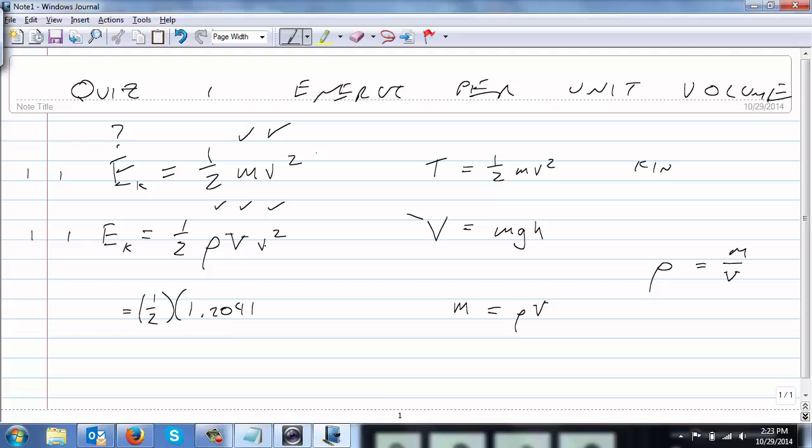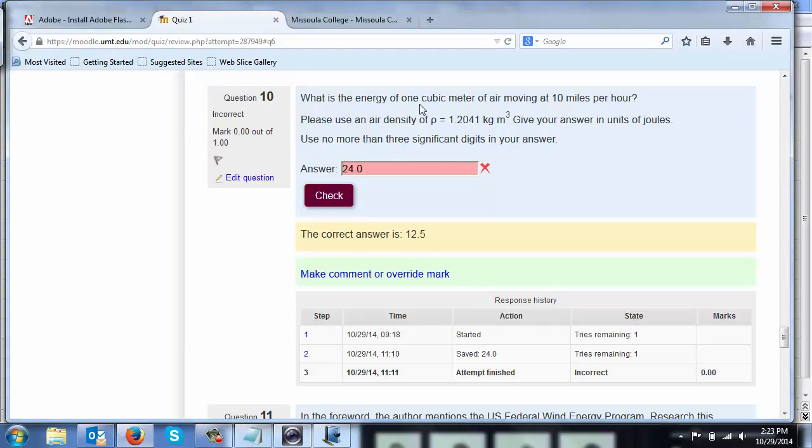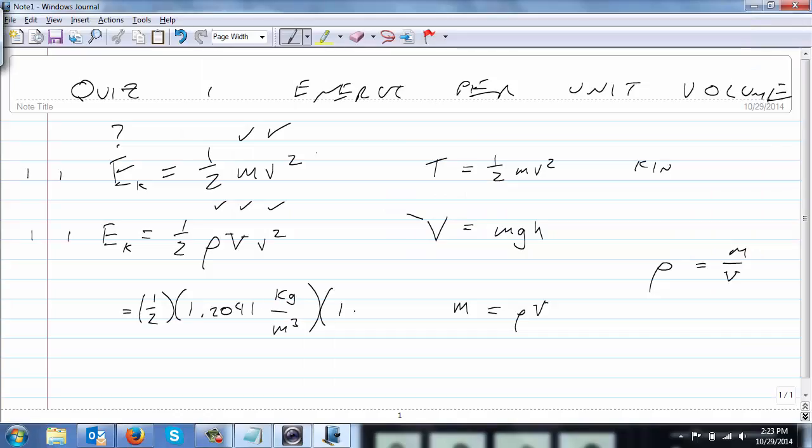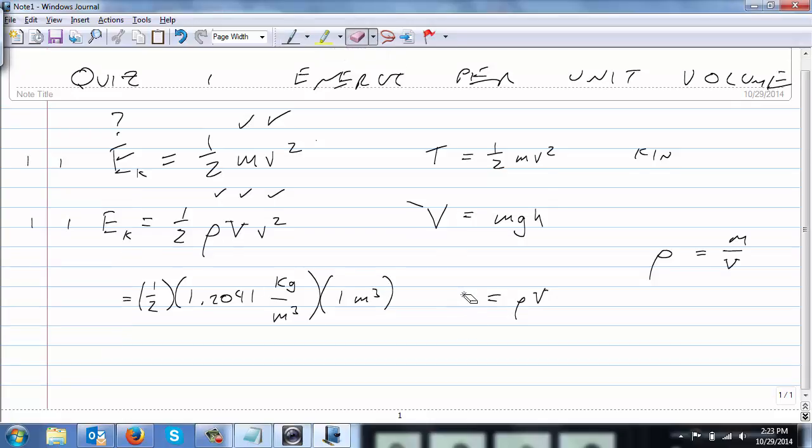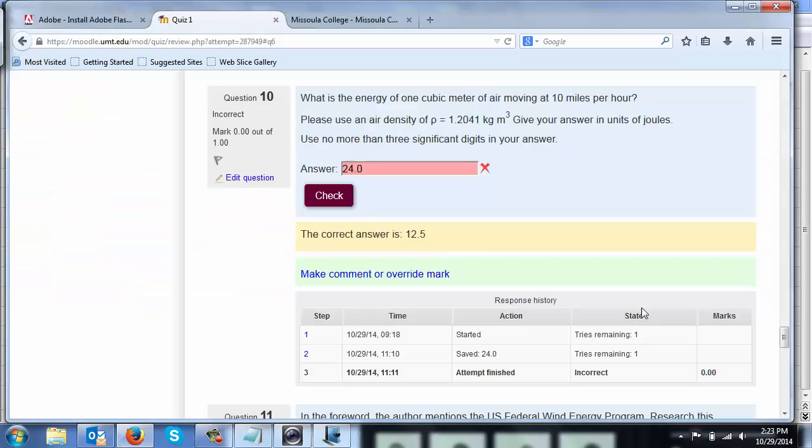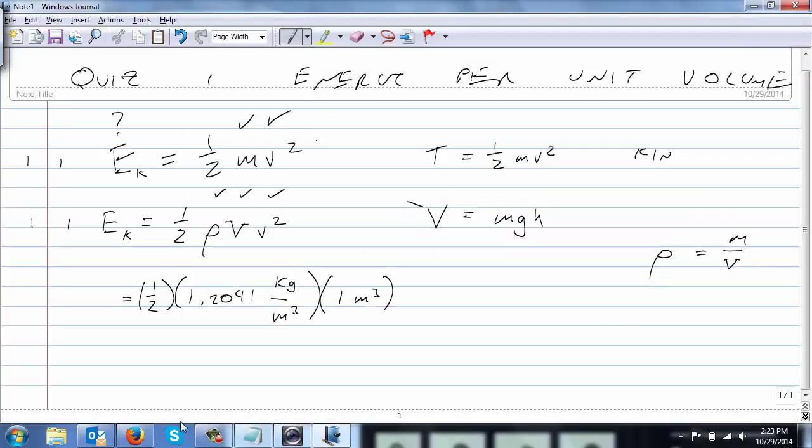1.2041. And since we're going to work in SI units, but I gave you the problem in English units, we'll keep the units here. So this is kilograms per cubic meter, and 1 cubic meter, so we'll write that in there, 1 meter cubed. I'm just going to erase this. And then V squared.